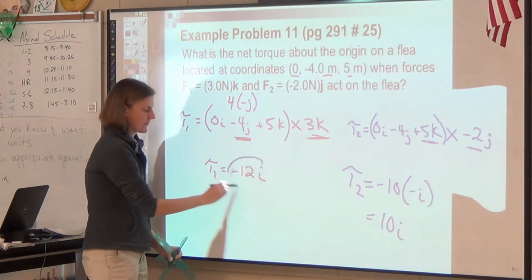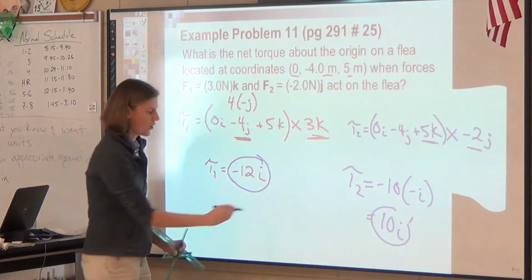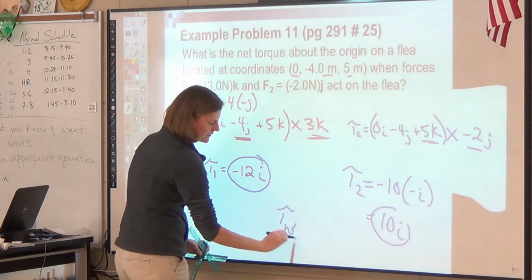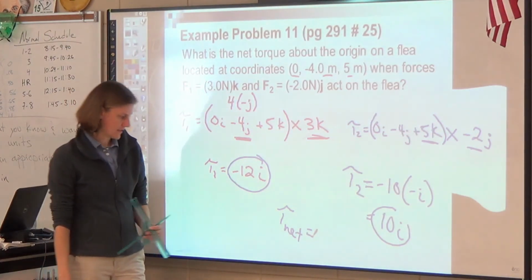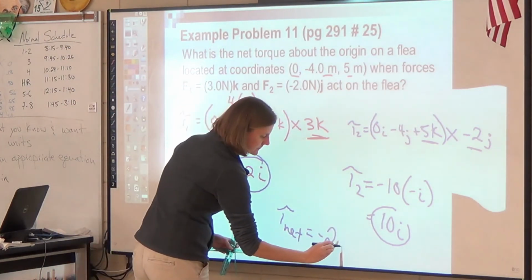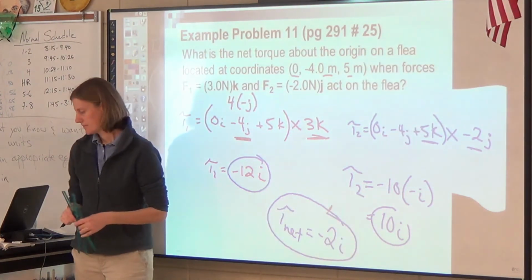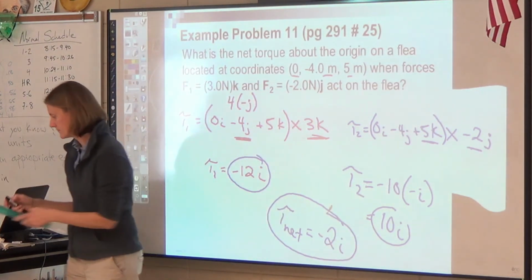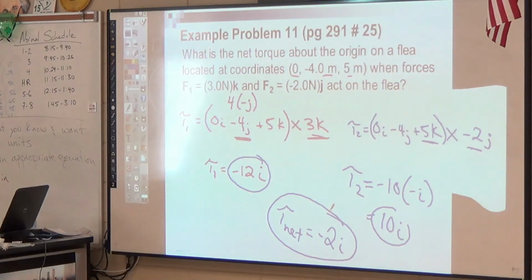So now combine them. We've got negative 12, positive 10. They're both I. Total net torque would be negative 2I. A lot of torque. That's a lot of right hand rule.